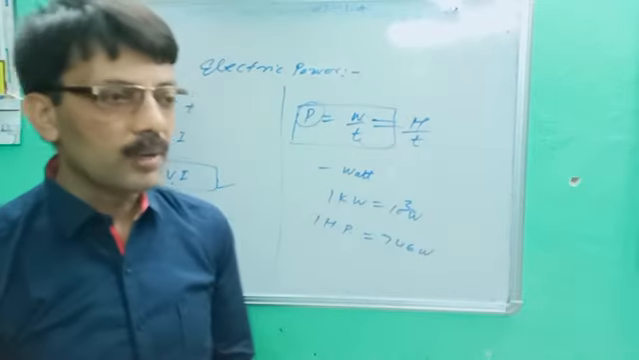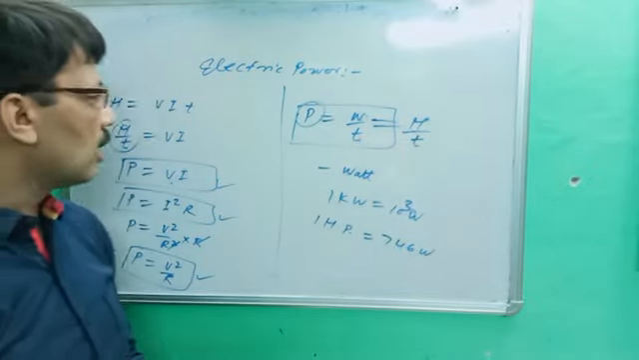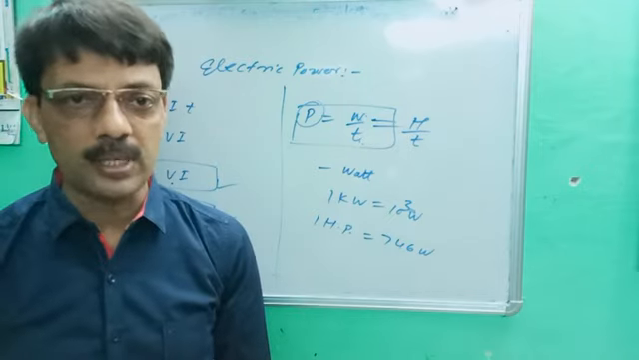The rate of doing work by electrical appliances is called electric power. Okay, so that's all for today. Next day we will do some numericals based on electric power and heating effect of current. Okay, that's all.